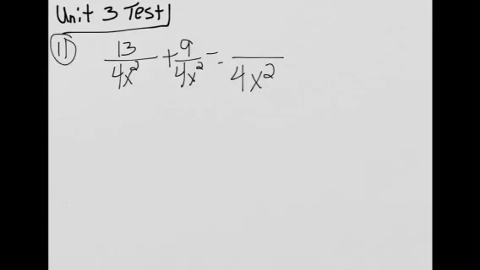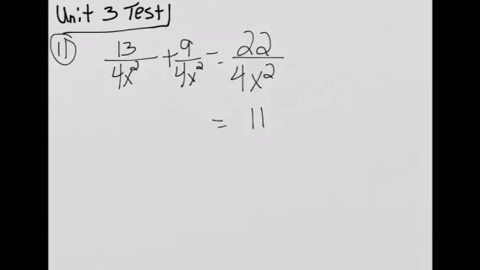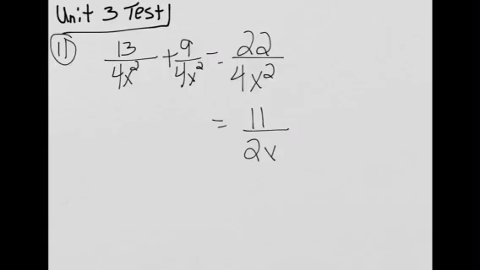And then 13 plus 9 is 22. But the instructions told us to make sure that it was in lowest terms. And if you see, 22 and 4 each have a 2 in common. And so I can divide each one by 2, and I get 11 over 2x squared as my final answer for number 11.